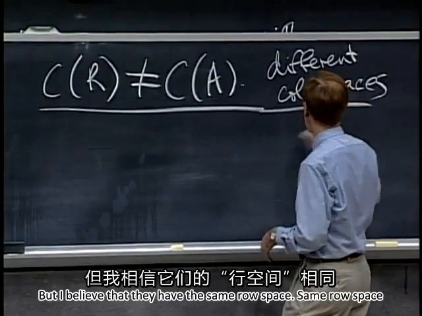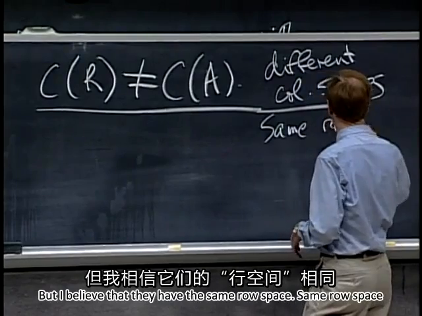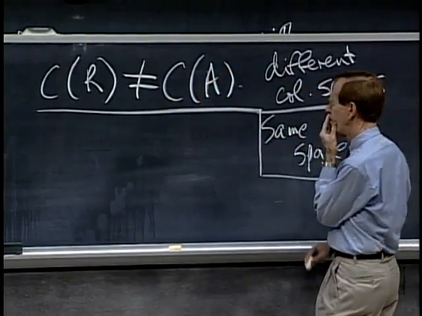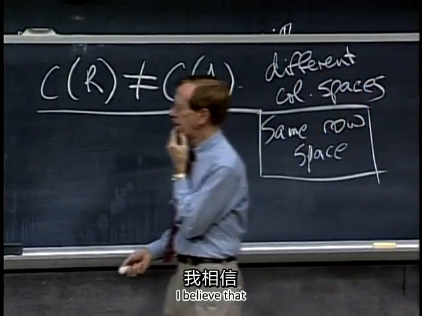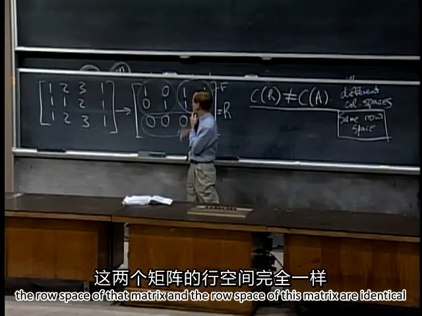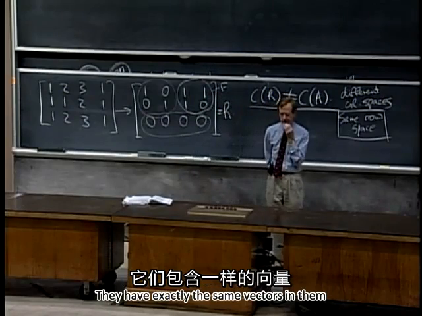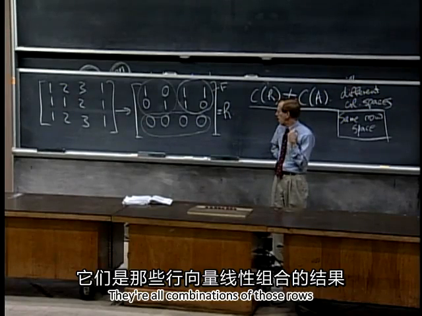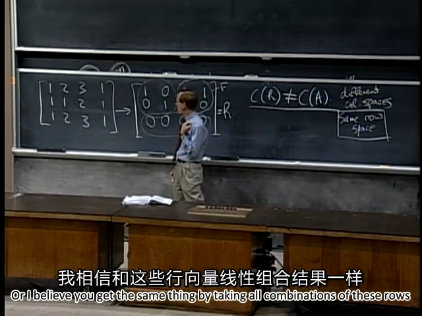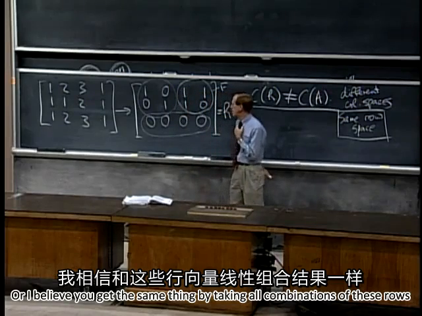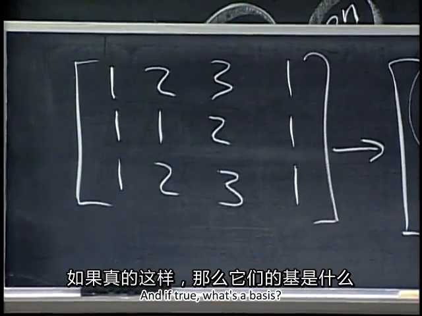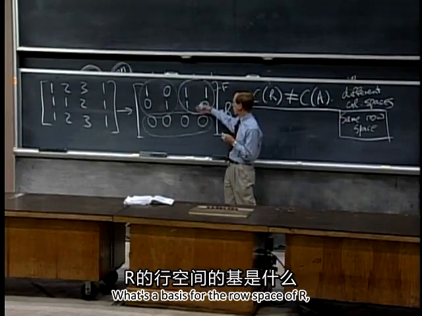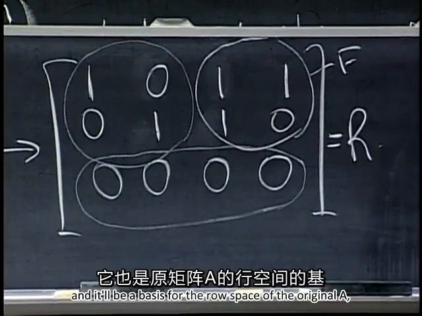But I believe that they have the same row space. I believe that the row space of that matrix and the row space of this matrix are identical. They have exactly the same vectors in them. Those vectors are vectors with 4 components, right? They're all combinations of those rows. Or I believe you get the same thing by taking all combinations of these rows. And if true, what's a basis for the row space of R? And it'll be a basis for the row space of the original A.